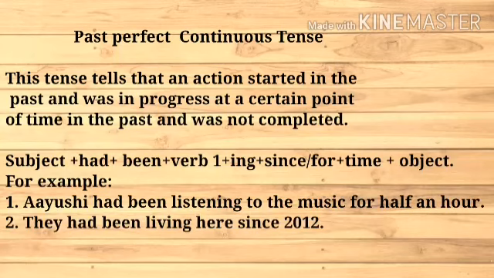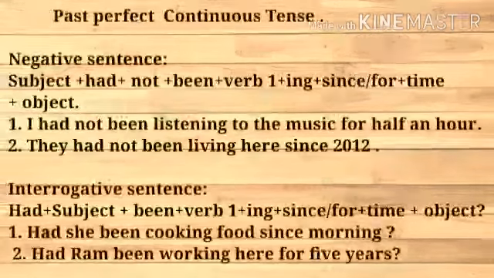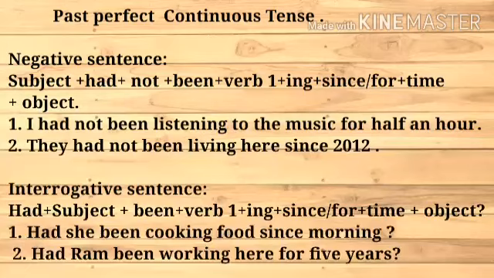Let's take one more example. They had been living here since 2012. Here also, the action of living started in the past and was in progress in the past and was not completed. For making negative sentence, we use not at third place, and for making interrogative sentence, we use had at the first place. For example, I had not been listening to the music for half an hour.